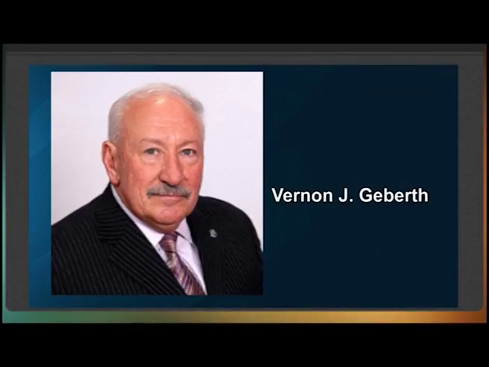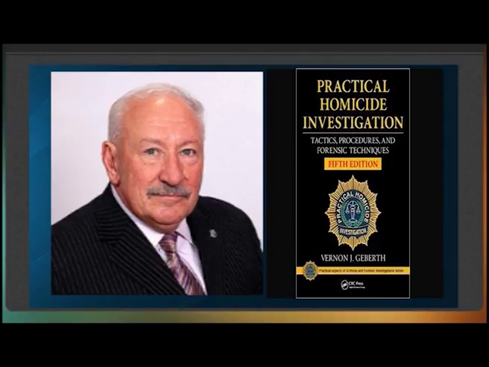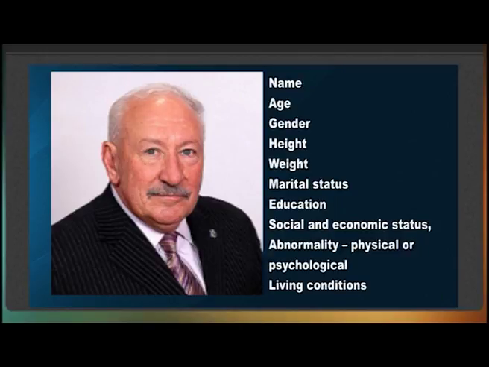Whereas, at the other end of this discussion is Geberth, who gave a comprehensive list that could be determined from the scene of crime that included the name, age, gender, height, weight, marital status, education, social and economic status, and any abnormality, physical or psychological, living conditions, etc. This list is consistent with other criminal traits and emotional states.